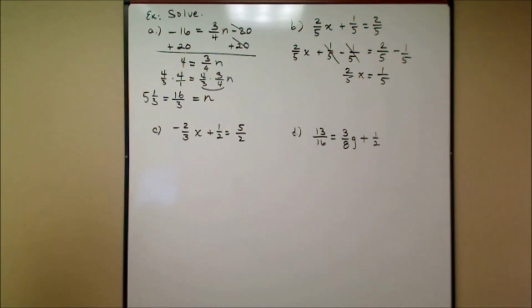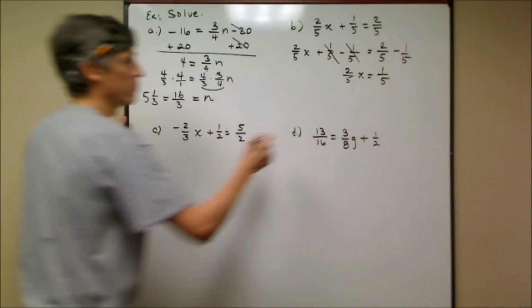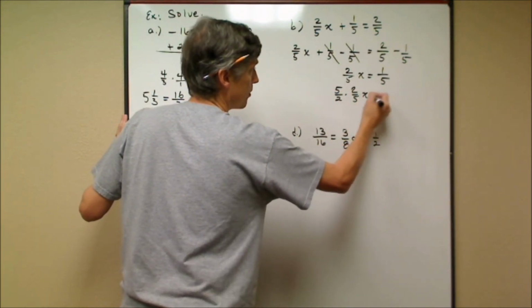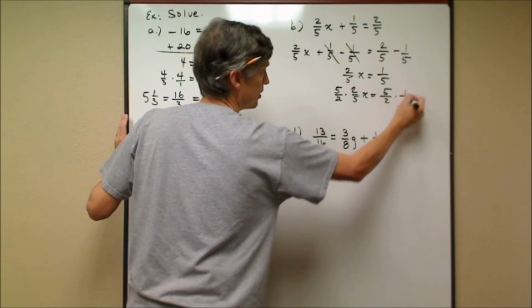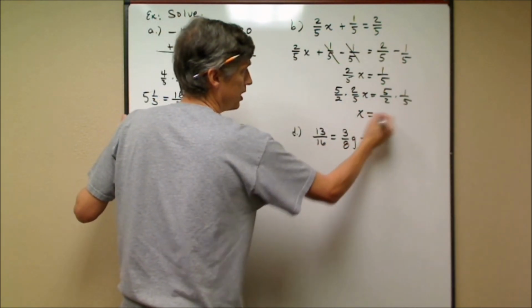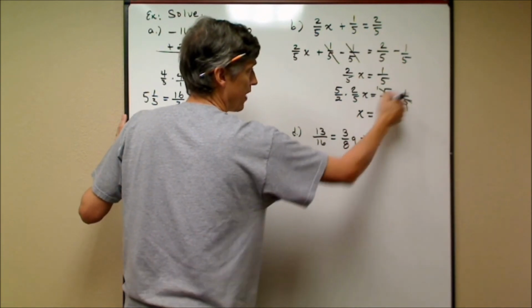Almost done here. I'm going to get rid of the 2/5 that's times the x by multiplying by the reciprocal, which is 5 over 2, on both sides. These are reciprocals. You multiply, you get 1x or x. Now over here I can cross cancel a 5 and I get 1/2.